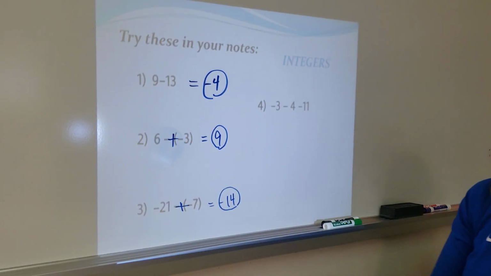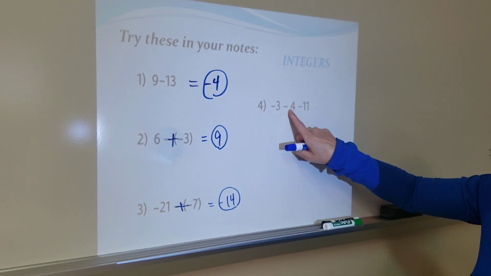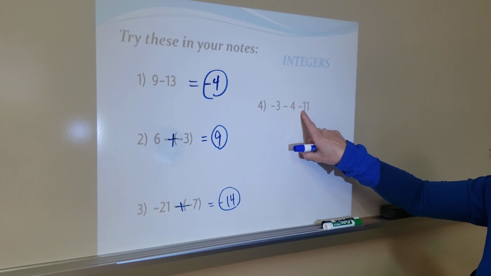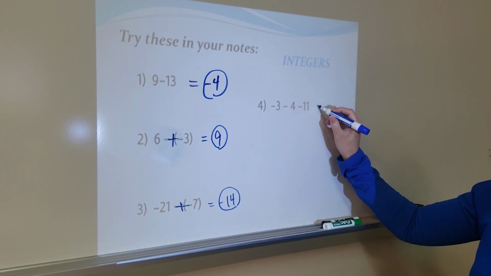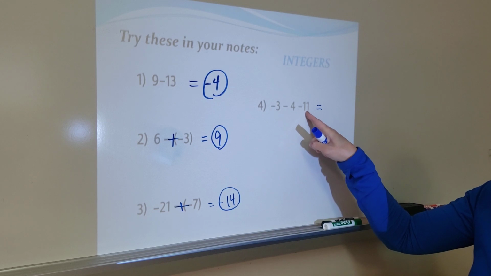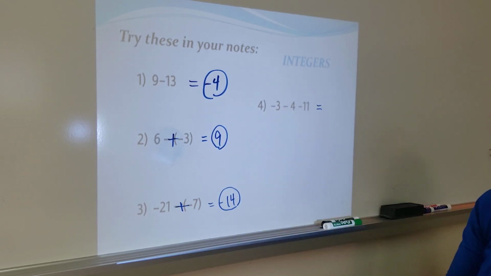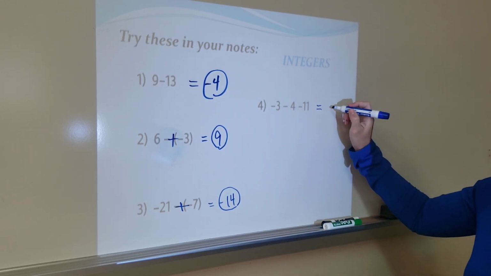Okay, try this one here. Think temperature. If it's -3 degrees, and then it drops 4 degrees, and then it drops 11 degrees again, how cold is it going to be? Remember last year how you added the 11 plus the 4 plus the 3? So this would be -17.